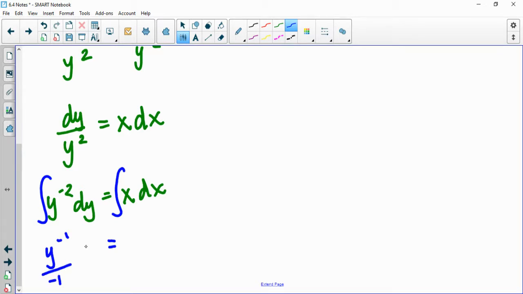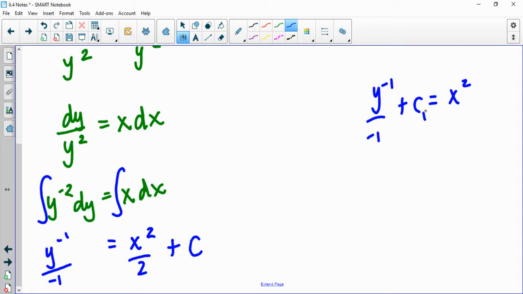And then technically you should put a plus c right here. And then this guy will turn into x squared over 2. And I'm going to just put all my c's on one side and call it a plus c. We know that we could have done y to the minus 1 over negative 1 plus c1 equals x squared over 2 plus c2. But then we would just have to move that c1 over. So really what we're saying is this capital C is that c2 minus c1. C is just a constant, so it doesn't really matter what you call it. It's going to be a number in the end.